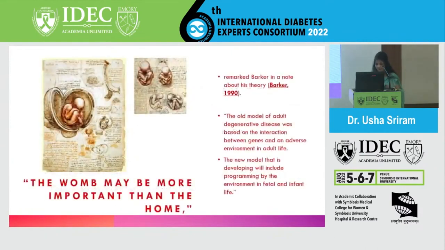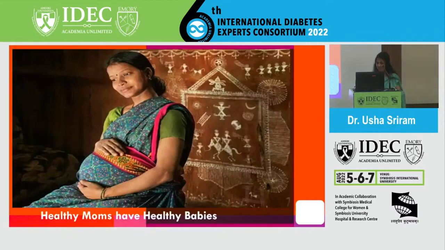So as Barker said, the womb may be more important than the home, and I think each year after he has said that, it is just becoming truer and truer. And preconception care. Address the girls and moms, the women in the reproductive age before they get pregnant, and straighten all this out, and we'll get much better results.